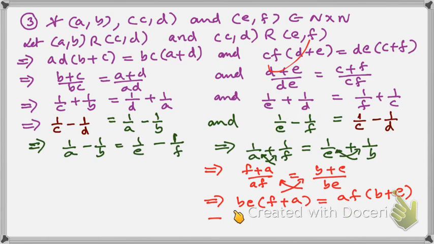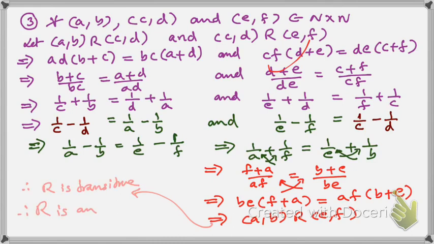And if you look at this, this is what I'm looking for. I wanted (a, b) directly related to (e, f). So I'm going to write that and check if it is correct. So I write (a, b) is now related to (e, f). How do we know it is right? We check it. Product of the extremes AF into sum of the means B plus E, which is my right hand side, is equal to product of the means BE into sum of the extremes A plus F, which is the LHS. So that makes it transitive, and therefore R is an equivalence relation.